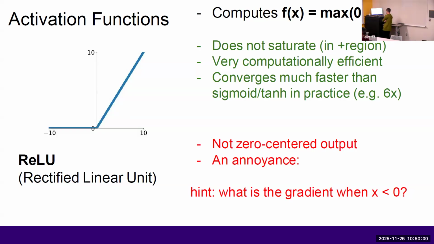So there are two issues. One is this is not zero-centered output, right? You can see every output is between 0 and the non-negatives. And also there's a bit of an annoyance here. One thing that you can think about: what is the gradient when x is less than 0, which is always 0.